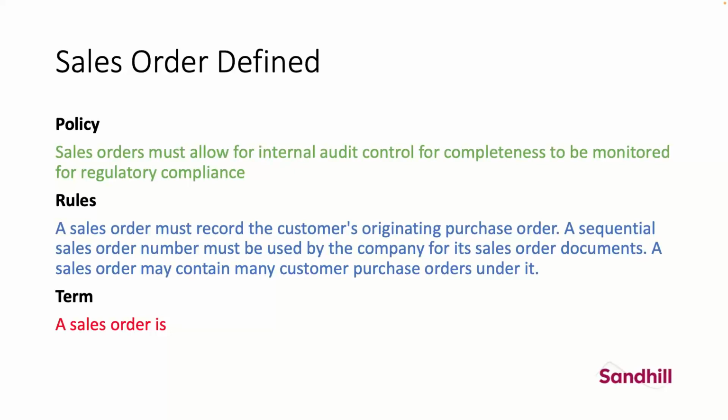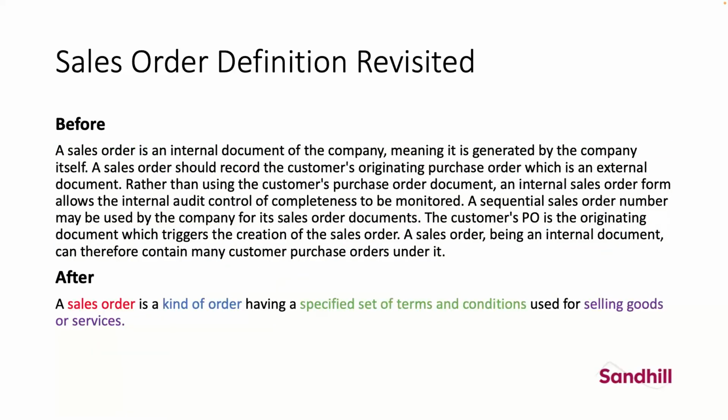So you should have some mechanism, some way of looking at your definitions so that you can get a good, concise, clear definition. Generally, you want to have one, maybe two sentences as your definition. So when we look at sales order, we're really saying it's a kind of order, because it could be a sales order, it could be a purchase order, or it could be a number of different kinds of orders, because an order is really just a type of agreement that has terms and conditions. So we know that it has some characteristics, and then it's used for selling goods or services.